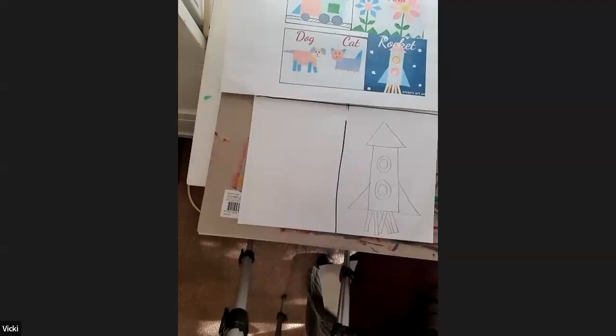Teacher, can I change the flower on the second one different?